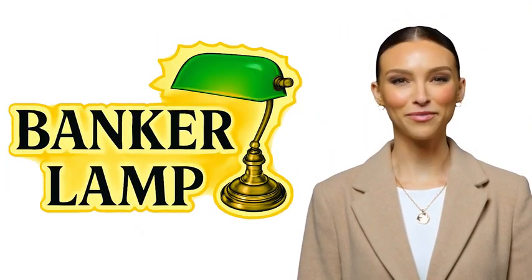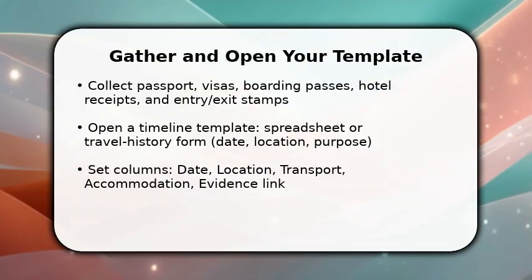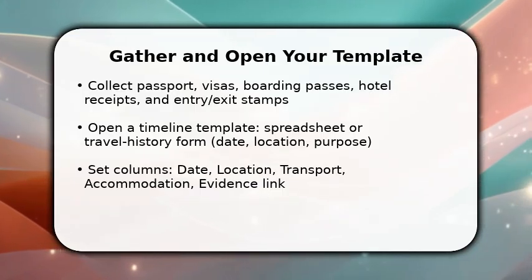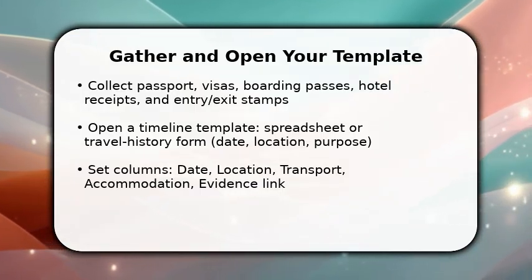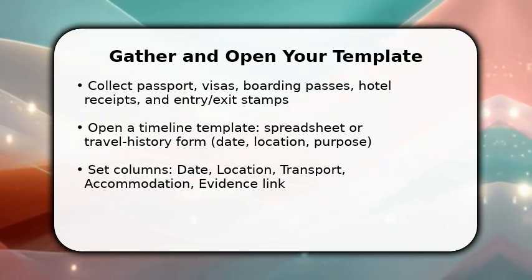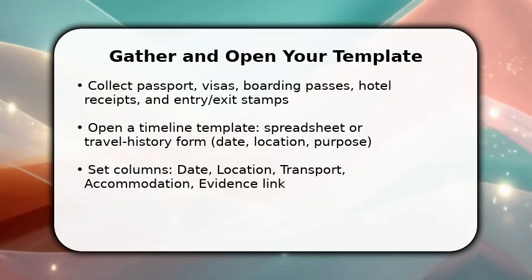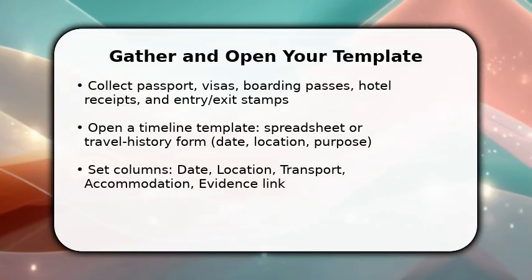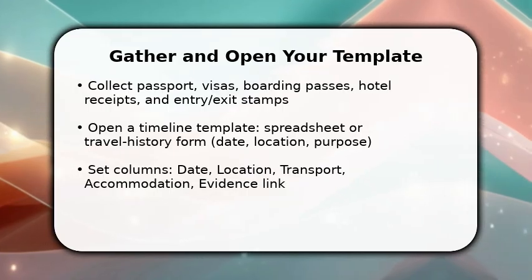Please enjoy the video. You start by assembling what proves travel: passport stamps, tickets, bookings, and receipts. Once gathered, open a simple timeline template in a spreadsheet so you can enter items chronologically. You do this now because raw documents are hard to read. Structured rows make verification simple.